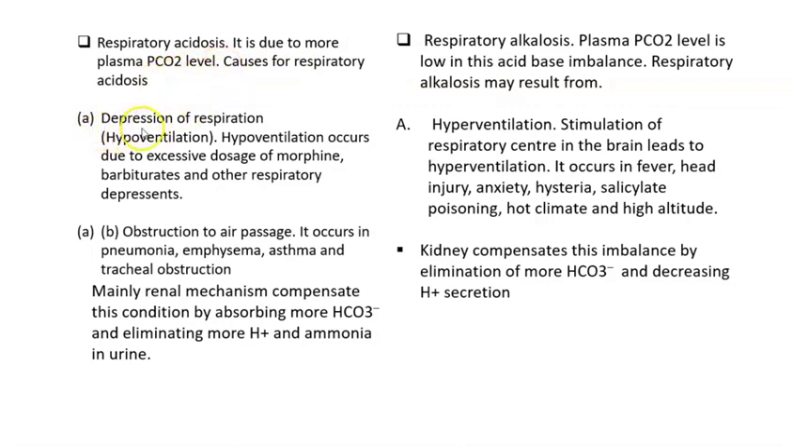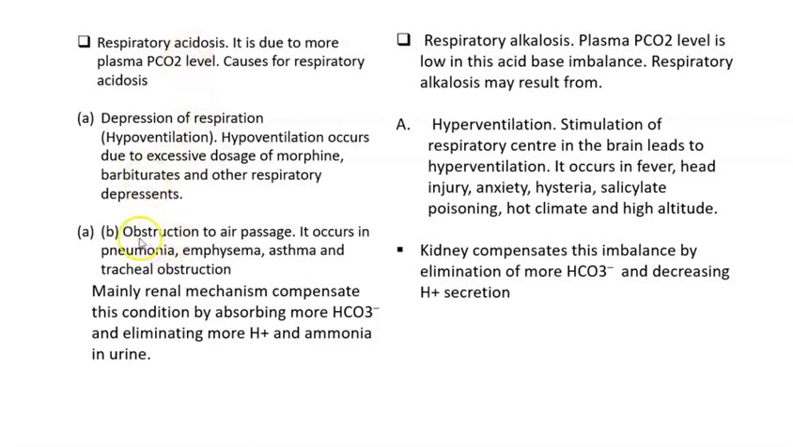One of the examples again is the depression of respiration, which means you are not breathing well, with a condition that we refer to as hypoventilation. One of the things that can contribute to you not breathing well is an overdose of morphine. There are some of you that like taking hard drugs or barbiturates, and other respiratory depressants can contribute to you not breathing well. And when you are not breathing well, there will be more acidosis in the system.